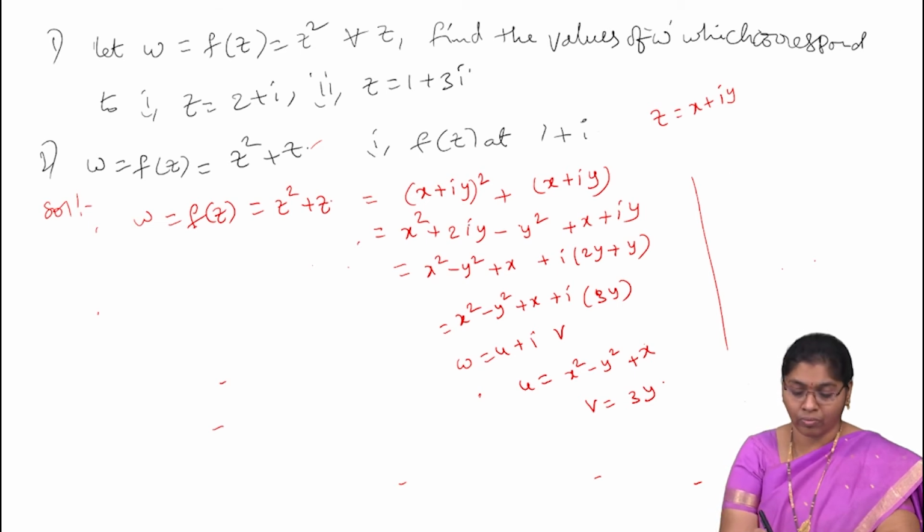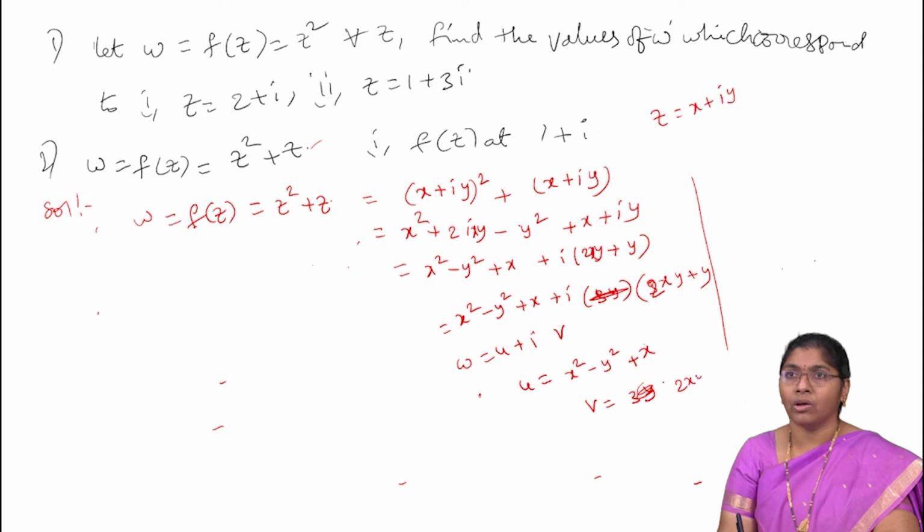Here it is, 2xy. This is 2x, not this is 3y. This is 2xy. Now 2xy plus y only. Now this is also 2xy plus y. Then what about the next one?